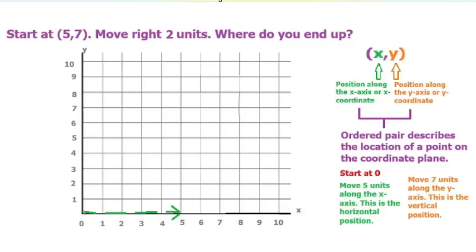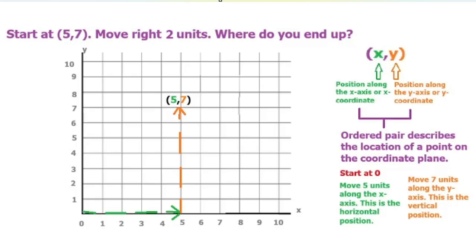Okay? Then the next thing we do is we move 7 units along the y-axis. This is the vertical position. But we continue from this point. So we'll move up 7 till we hit 7. So that's how it'll look. Right? We stop here because we know we've hit 7 on the vertical axis. So we know that this point is 5, 7, right? So that's right here.